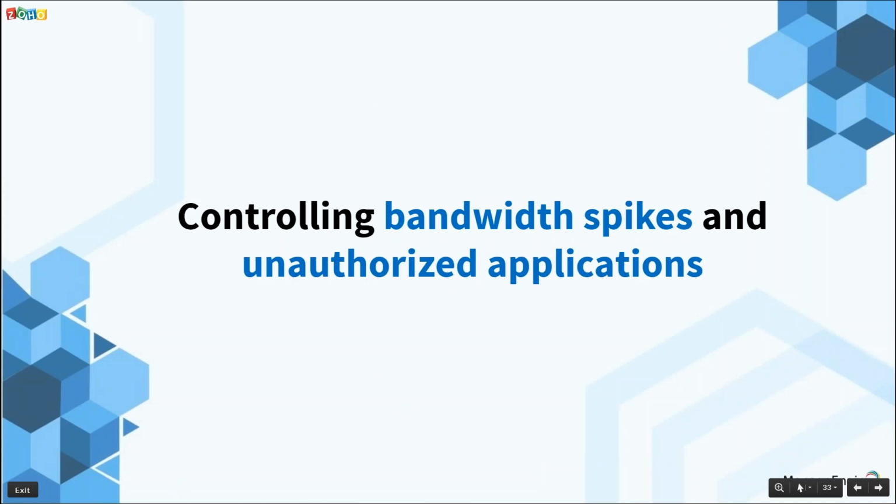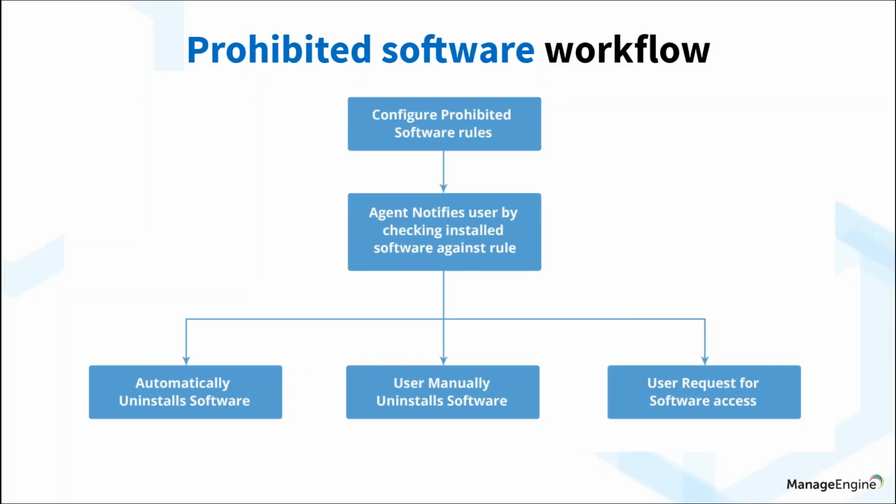So the next task given to John and his team is to control a bandwidth spike caused by an unauthorized application, let's say torrents. So for this, he has to identify the machines that have this particular software installed, and with that, he has to take some preventive measures. So how can that be achieved using Desktop Central? For that, we have this functionality called Prohibited software.